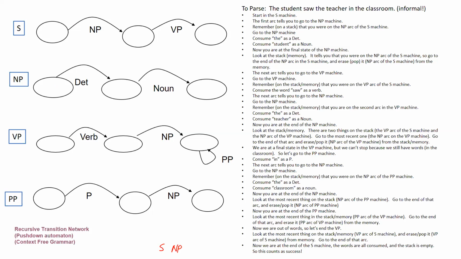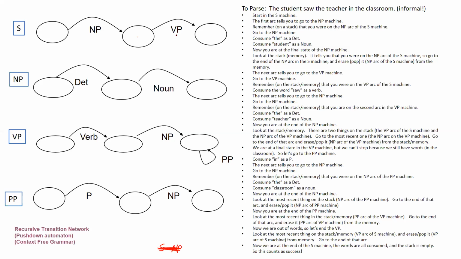So now we go into the NP machine and we consume a determiner, which is the, and then we consume a noun, which is student, and we get to the end of the NP machine. Now that we've consumed two words and we're at the end of the NP machine, we have to go back where we left off. We look in our stack, our memory: where did we leave off? We were on the NP arc of the S machine. So we cross that off, and we go to the end of the NP arc in the S machine.